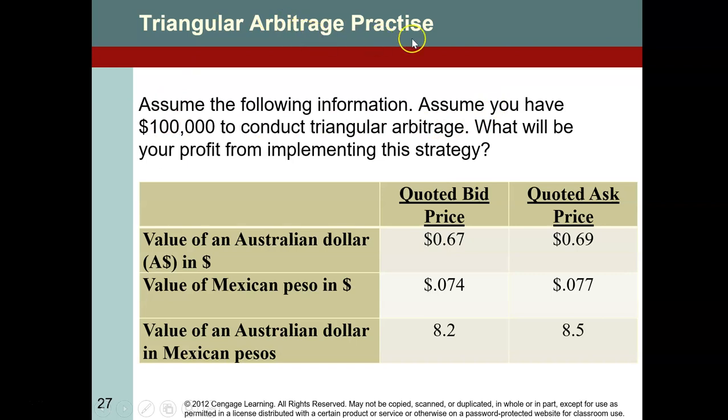Let's look at another practice on triangular arbitrage here. We have $100,000, and we know that the value of an Australian dollar in US dollars is 0.67 at bid, 0.69 at ask. Mexican peso in US dollars is 0.074 at bid, 0.077 at ask. And the cross exchange rate of an Australian dollar in Mexican pesos is 8.2 at bid and 8.5 at ask.